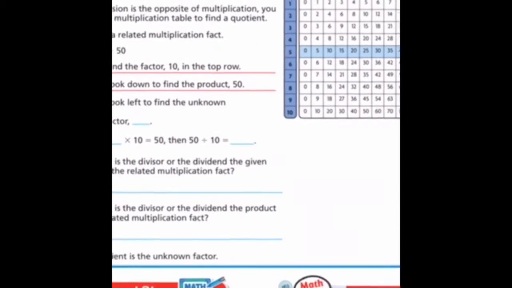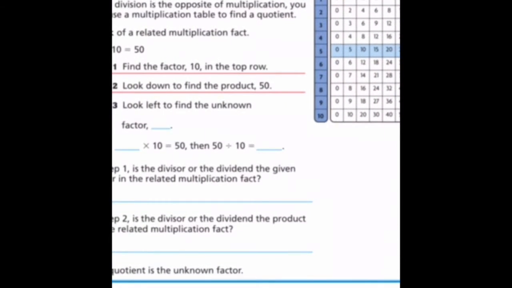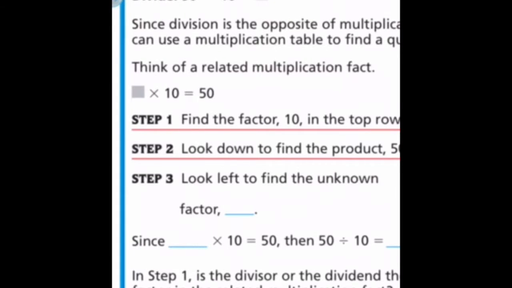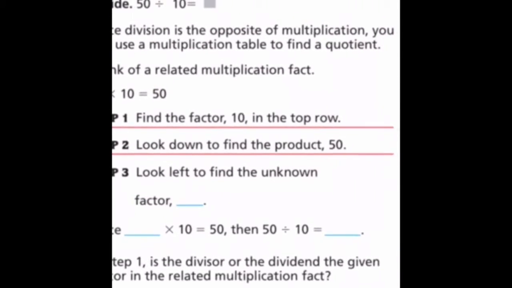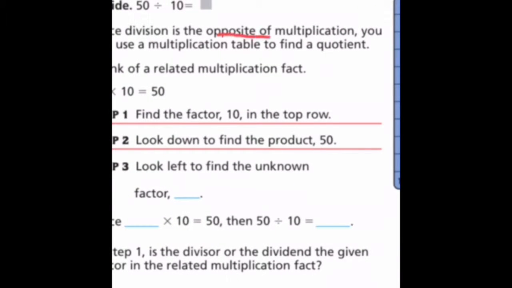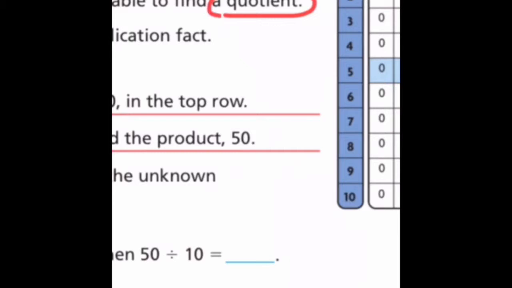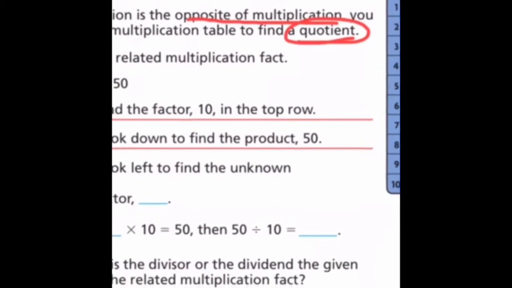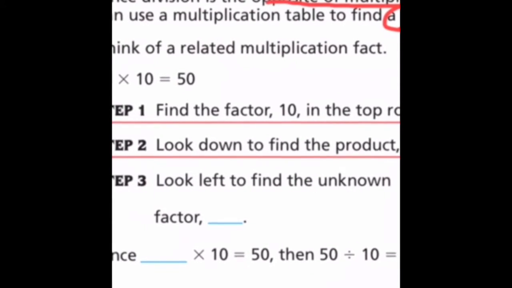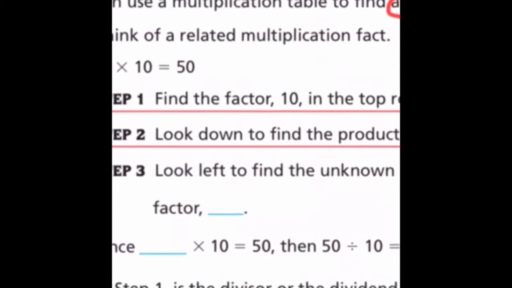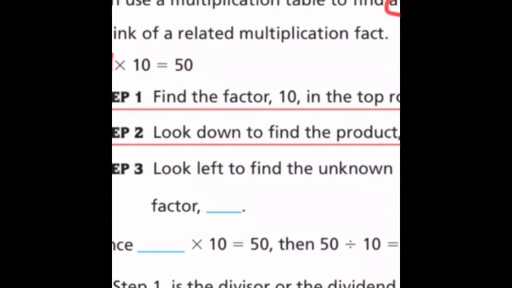Okay? You can use a multiplication table to divide, for 50 divided by 10. And division is the opposite of multiplication. You can use a multiplication table to find a quotient. And again, quotient means the answer to a division problem. So think of a related multiplication fact. Something times 10 equals 50.